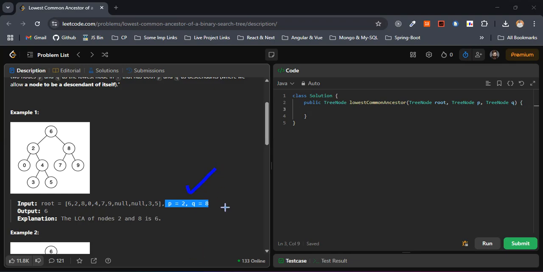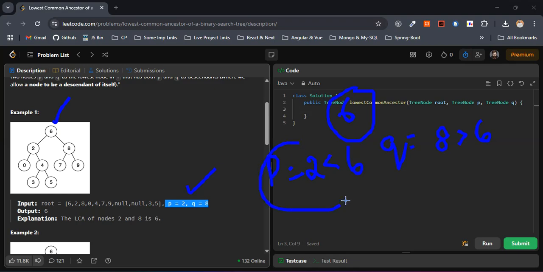So this is fine. P equals 2 and Q equals 8 we have. Here P equals 2 is actually less than 6, and Q equals 8 is greater than 6. So one on the left and one on the right, we can consider it in this way, right? So 6 is the lowest common ancestor for this one.